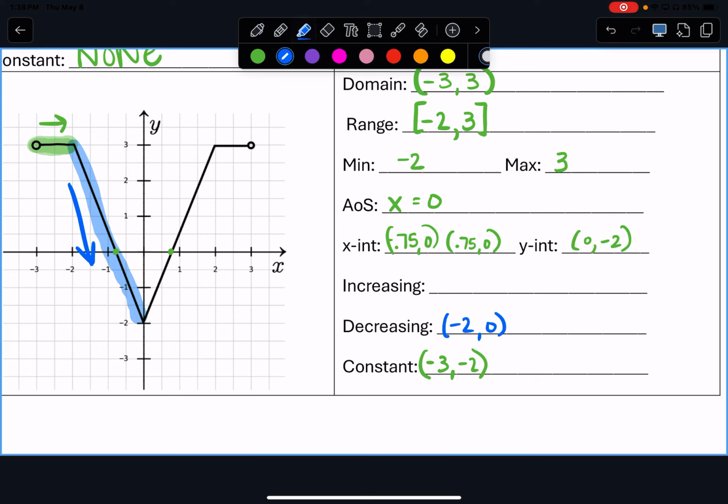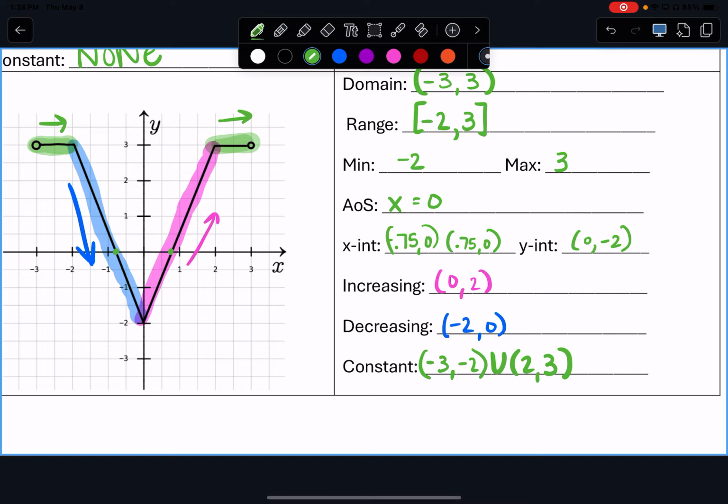And then after it decreases, it's going to switch to increasing, which is what interval? 0 to 2. And then what's the last interval going to be? 2 to 3, and it is constant. So what do I need to do before I can write that interval? It'll be 2, 2, 3.